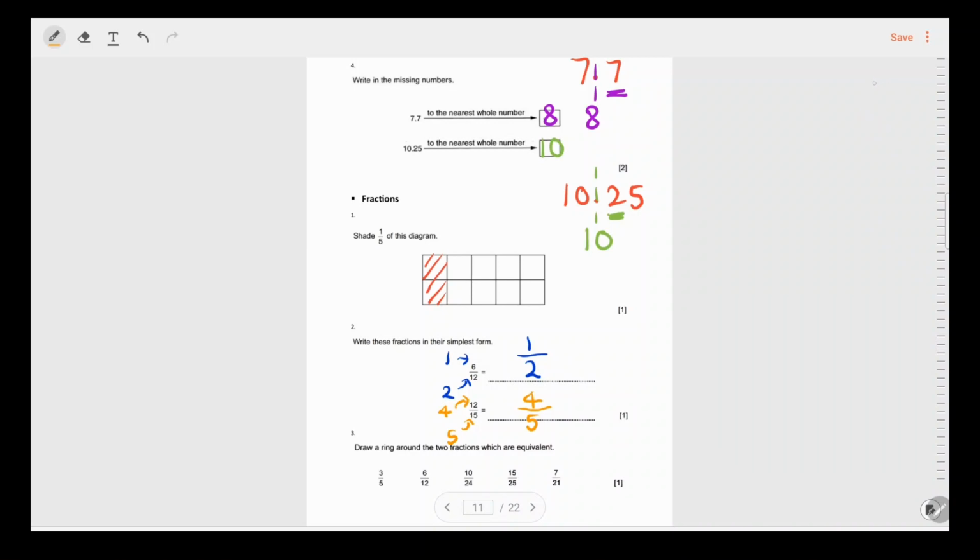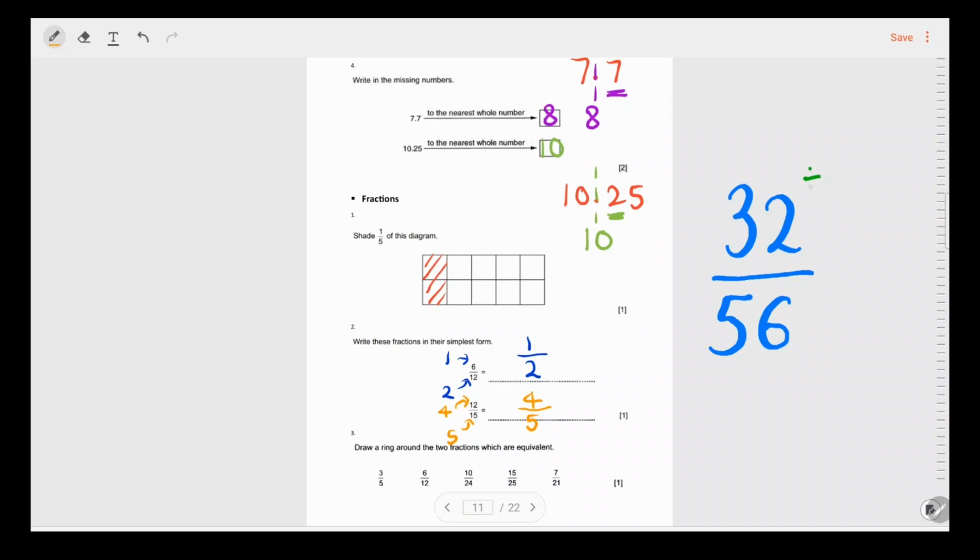Sometimes we will have a fraction that's much bigger. So maybe something like 32 over 56. So if we are to simplify this, right, here we can see that these are both even numbers.